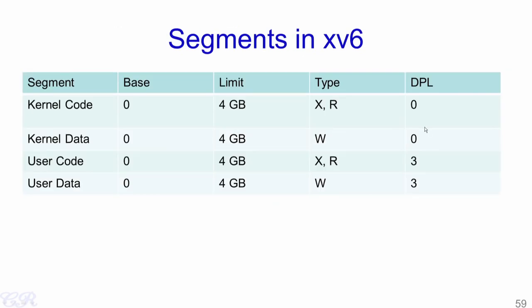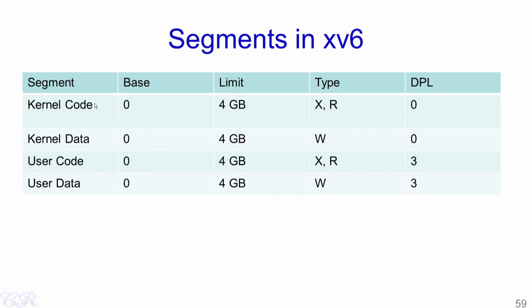xv6 does not make use of segmentation much. It only creates 4 segments. These are the kernel code, kernel data, user code and user data. All these segments have a base address of 0 and have a limit of 4 GB.